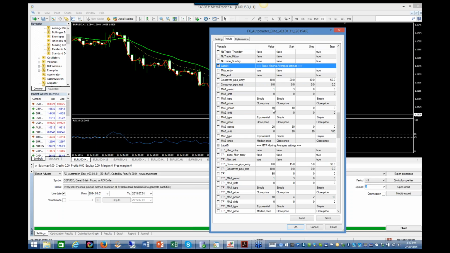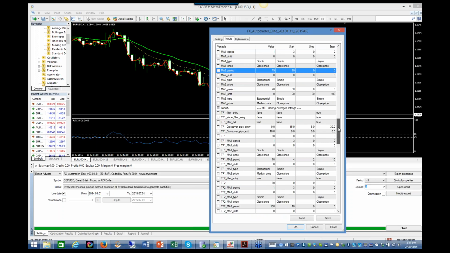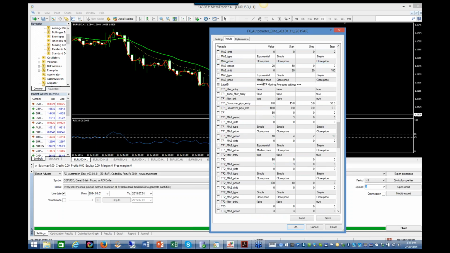Because I'm not using it, I'm just setting it very closely to my MA3 period of 20, so 19. Just take it from me that this is immaterial for this particular strategy, and this setting is not going to affect anything that we trade. So that's for entering the trade.